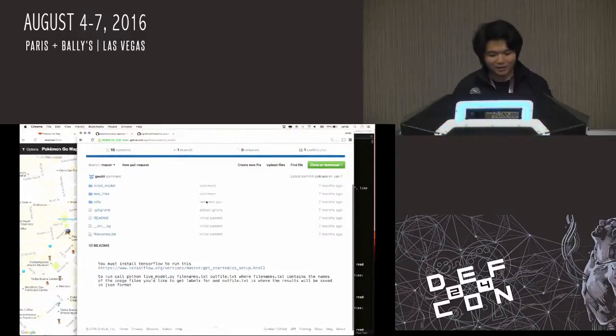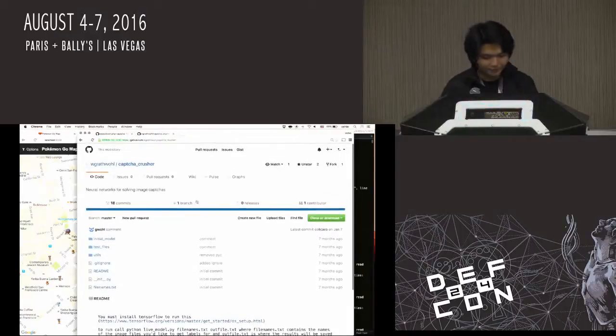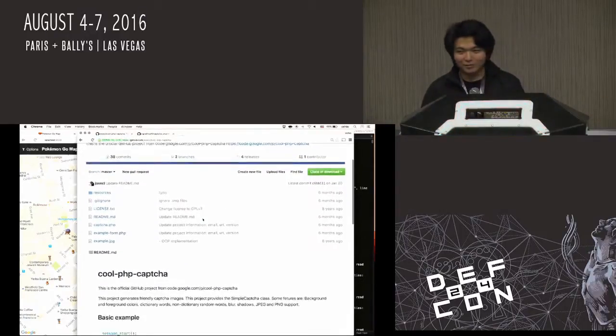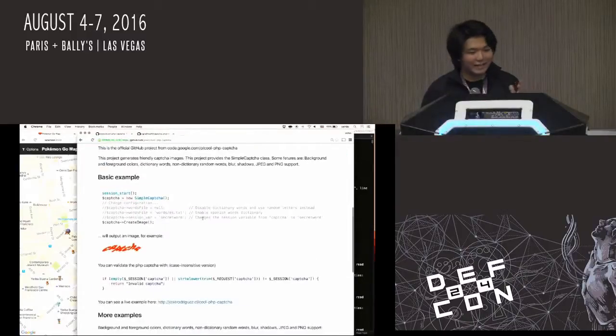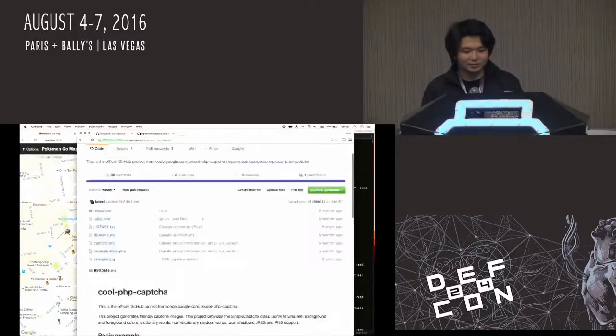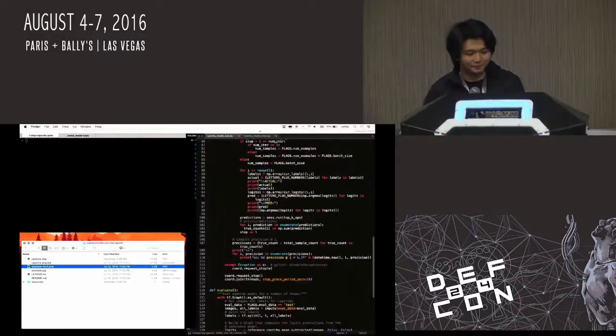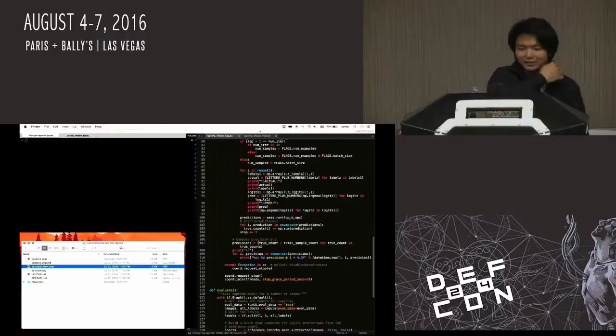So this is a small example of Captcha Crusher. Captcha Crusher is this really cool project, and what I'm going to be doing is reading captchas with Captcha Crusher and testing them on captchas that I'm generating with Cool PHP Captcha. So let's just generate some captchas here.